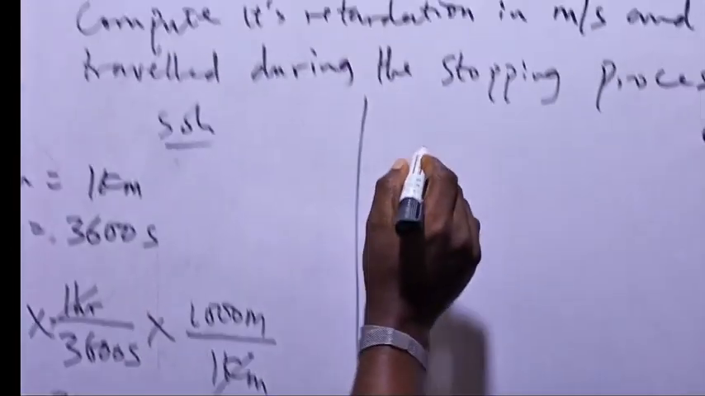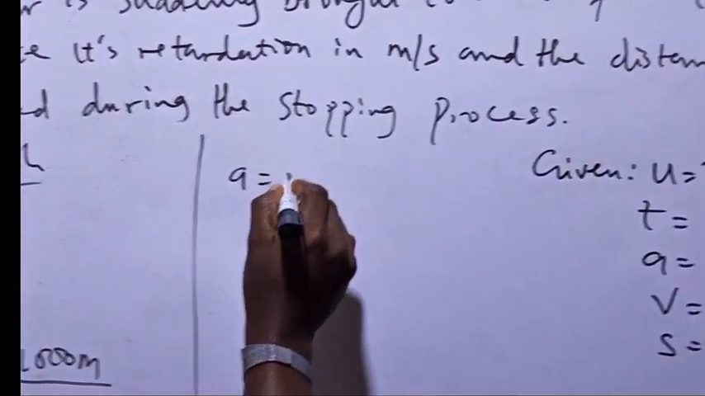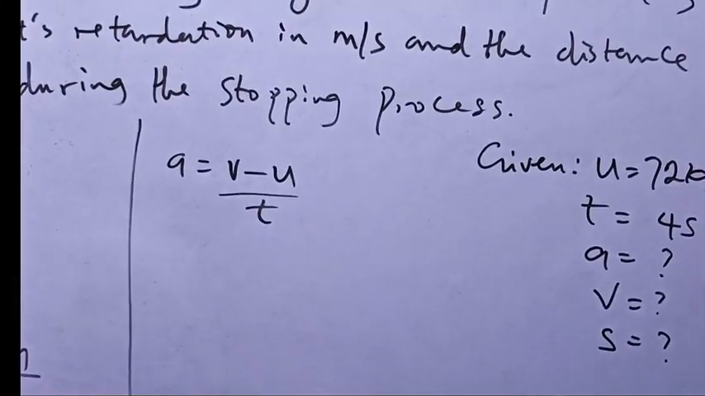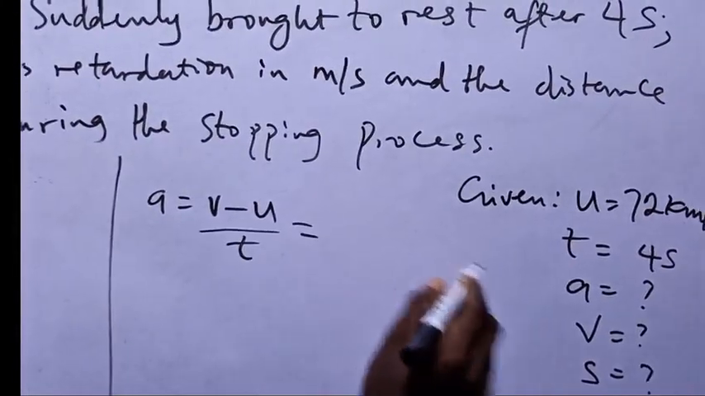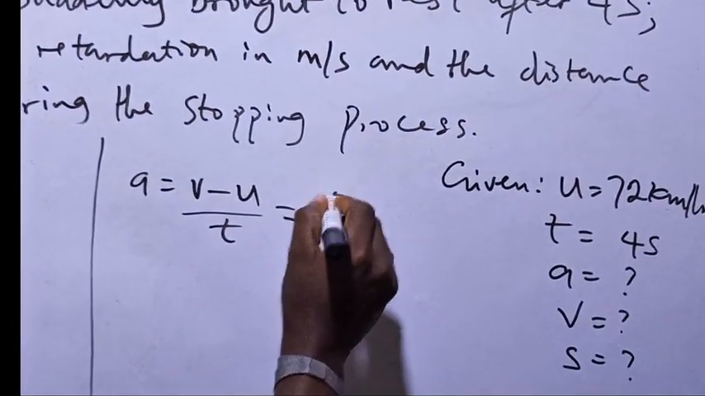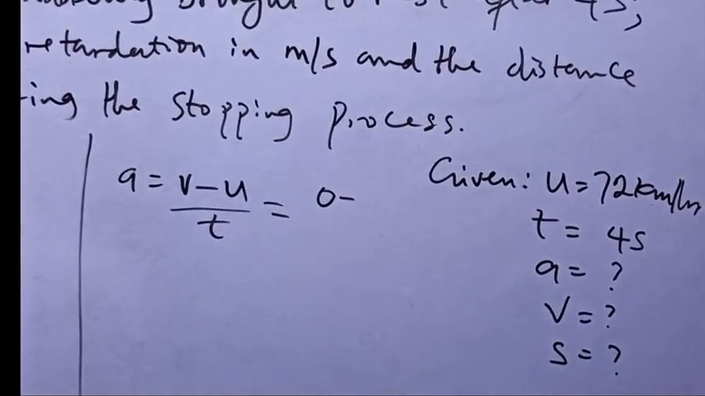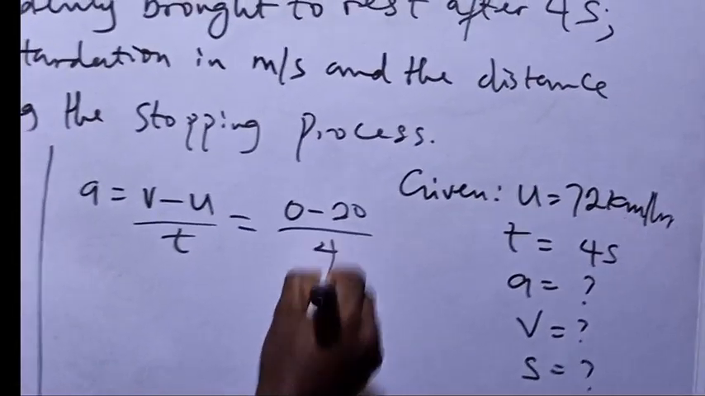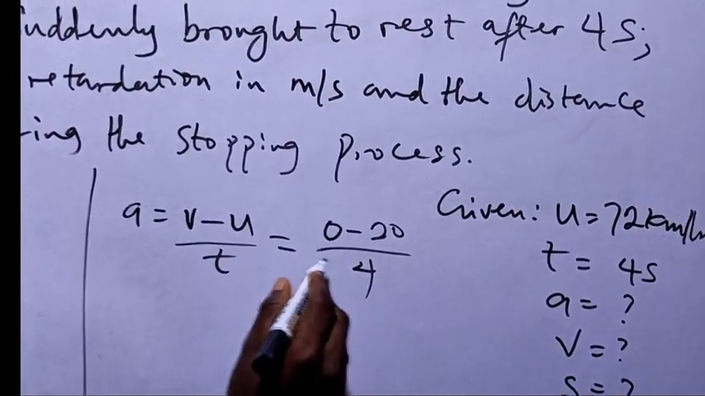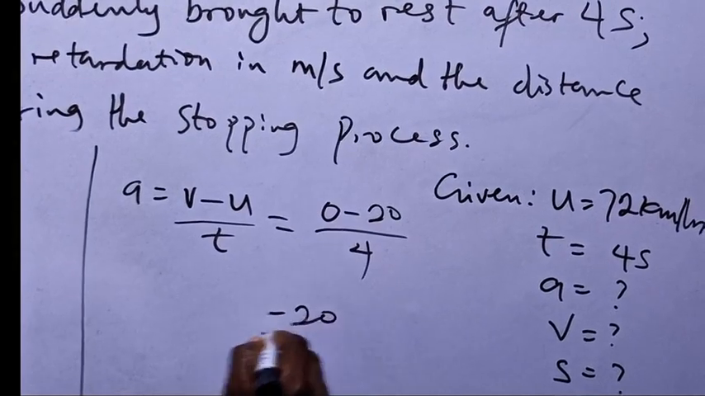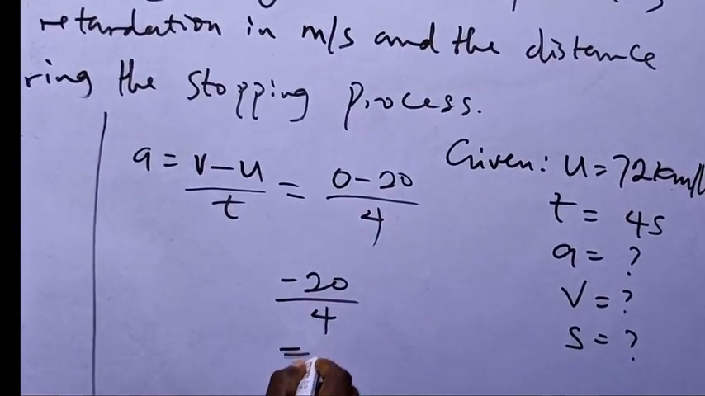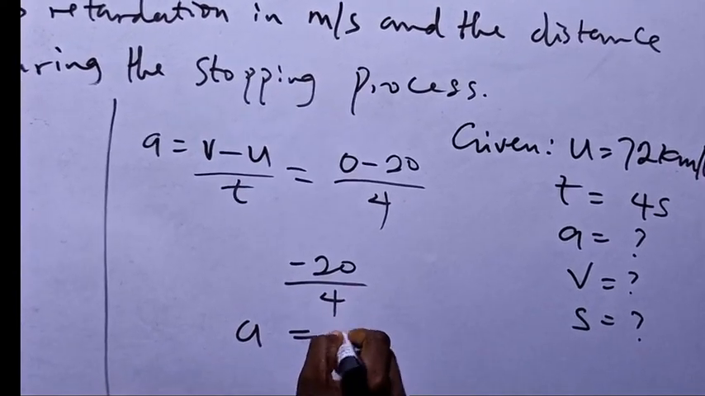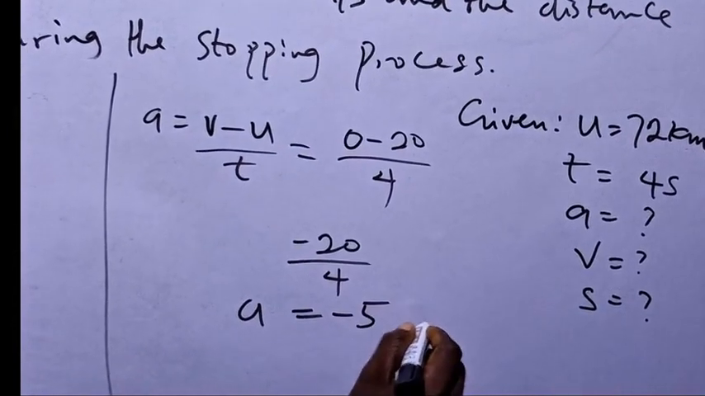Now we also have that acceleration is equal to final velocity minus initial velocity over the time taken. Final velocity is not given, so I assume it's 0, minus the initial velocity, which is now 20 meter per second, over the time taken, which is 4. So I have 0 minus 20, over 4. Therefore, acceleration will be minus 20 over 4, which is minus 5. Now we've gotten the acceleration.